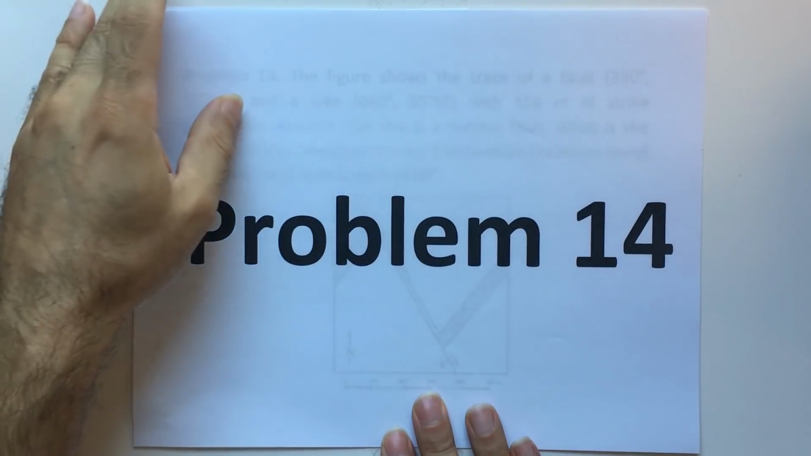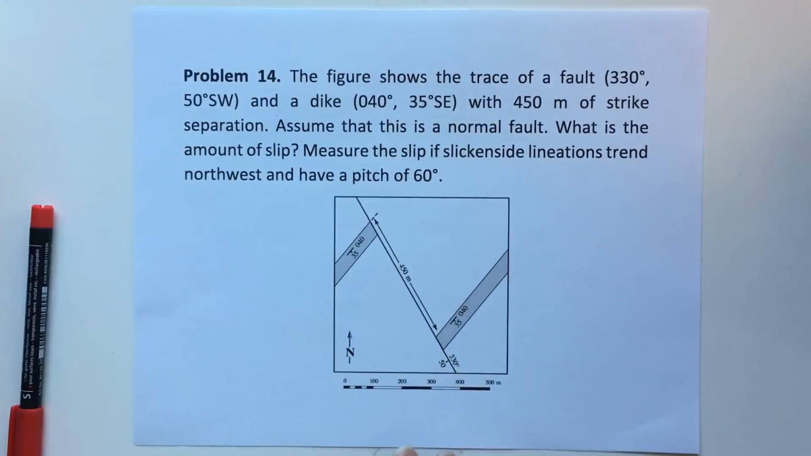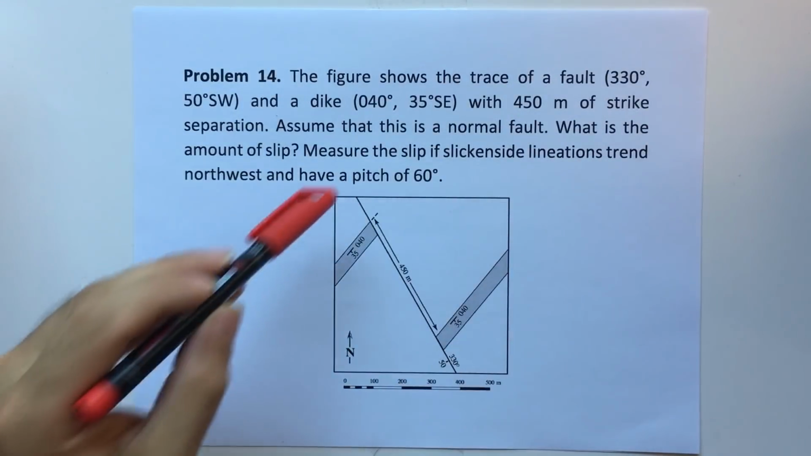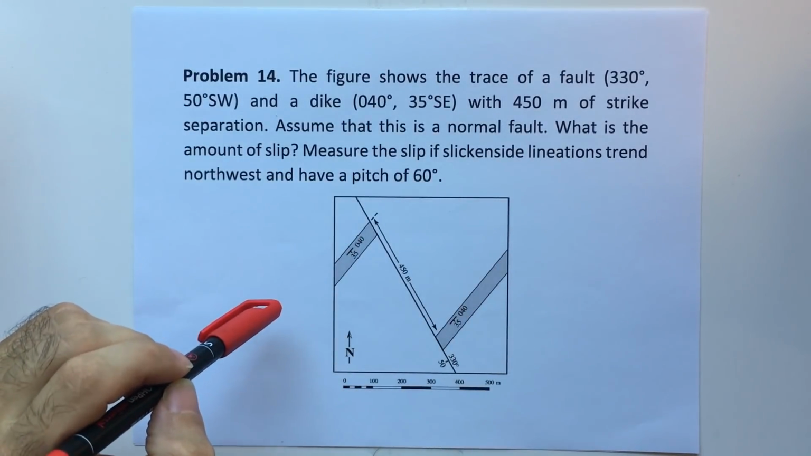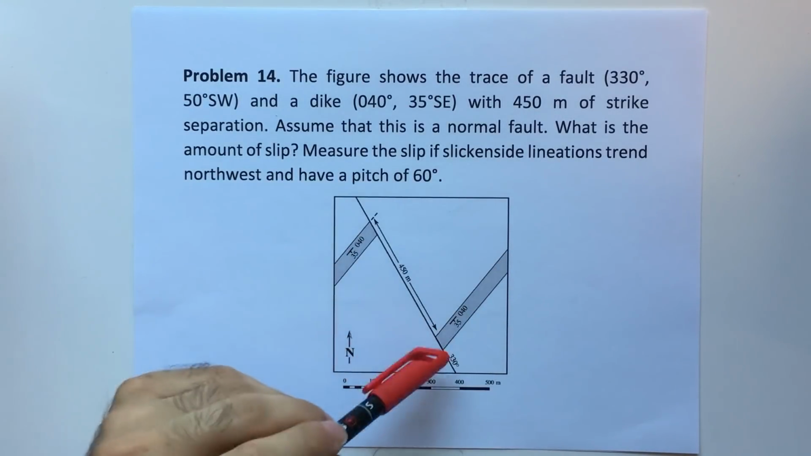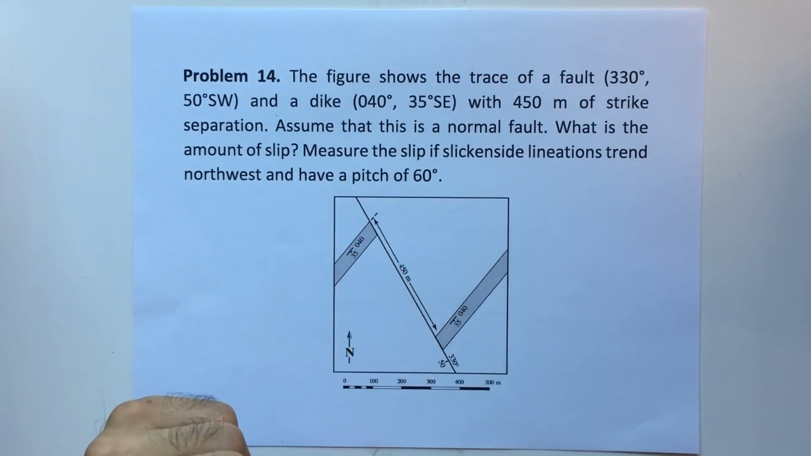Problem 14. In problem 14, I have a geology map which shows the trace of the fault and the attitude of the dike, and strike separation is 450 meters, or the offset of the fault, and I'm supposed to calculate the amount of slip, okay, for two different settings.